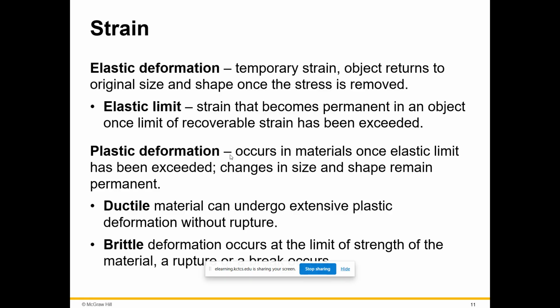And there are different types of strain as well. There's elastic and plastic deformation. So elastic deformation, this is if you think of your rubber band. It's usually temporary and it can jump back into shape. You pull on the rubber band and you let go, it goes back to how it was before.